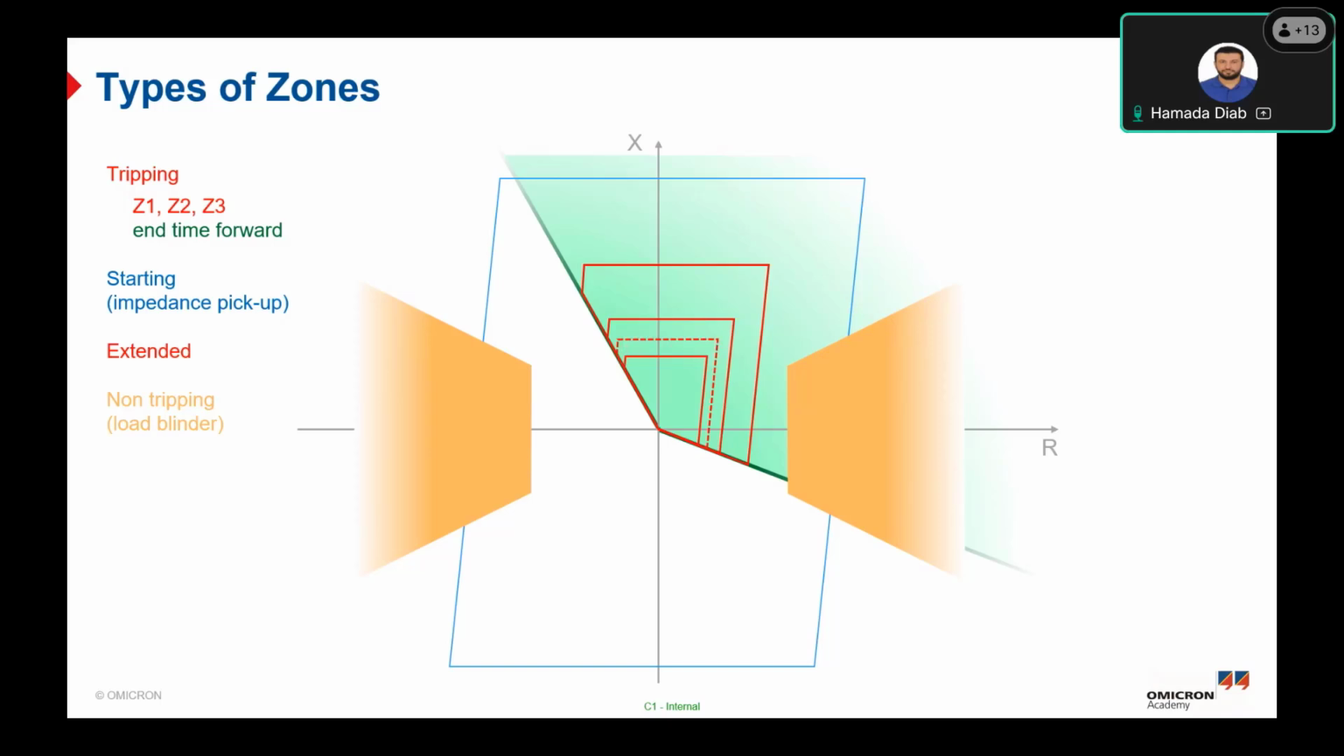We also have other zones called the non-tripping zones, which is the load blinder. This load blinder is a non-tripping zone, even if it overlaps with a tripping zone. This zone is used to model the load blinding. As you can see, if it intersects with the starting zone or the protected zone, the protected zones Z1, Z2, Z3 will be limited by the load encroachment or by the load blinder.